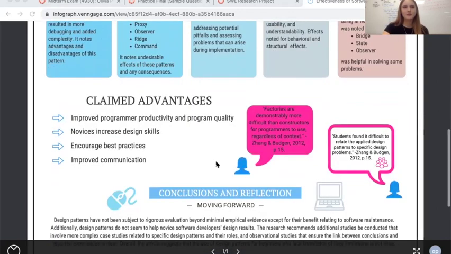It was found in the conclusions of their research that there wasn't a lot of benefit to prove for design patterns. For example, in a case study, students found it difficult to relate the patterns to specific design problems, and sometimes implementation of patterns made it more difficult for programmers to use and understand the software.